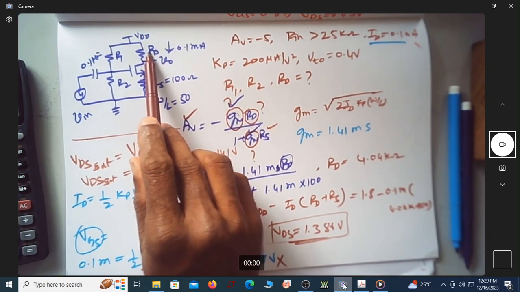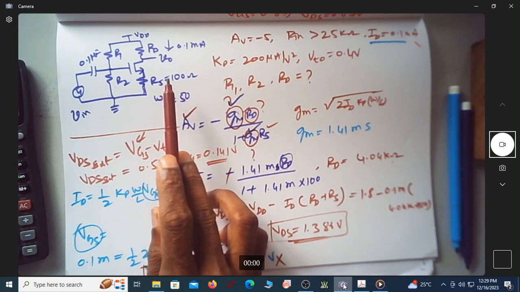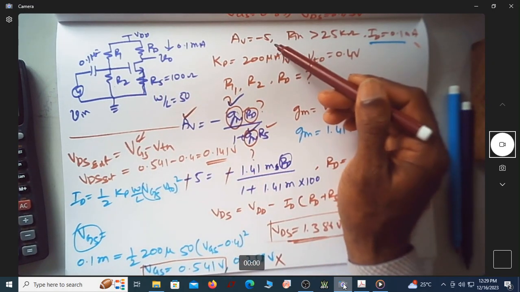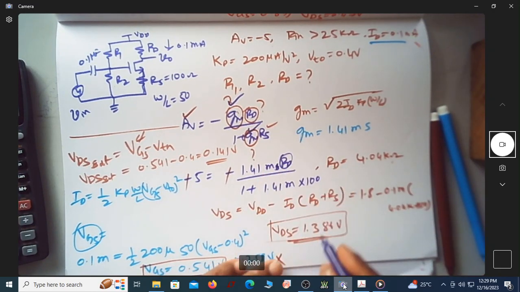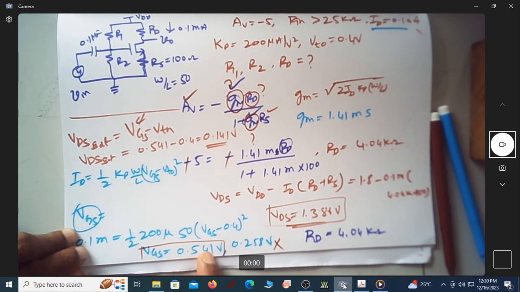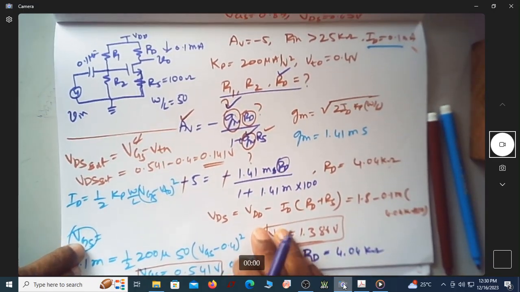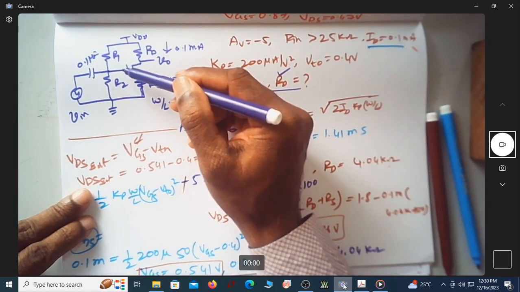For this value of RD, which is 4.04 kilo ohms, and this value of RS as 100 ohm, is the MOSFET in saturation, so that it can give a gain of 5? So RD we found out as 4.04 kilo ohm. Next, this is also known to us. So how much is VGS? It is 0.541. So out of these three, we found out what is VD, but we need to find what is R1, R2. So how do you find R1, R2 if you know VGS?